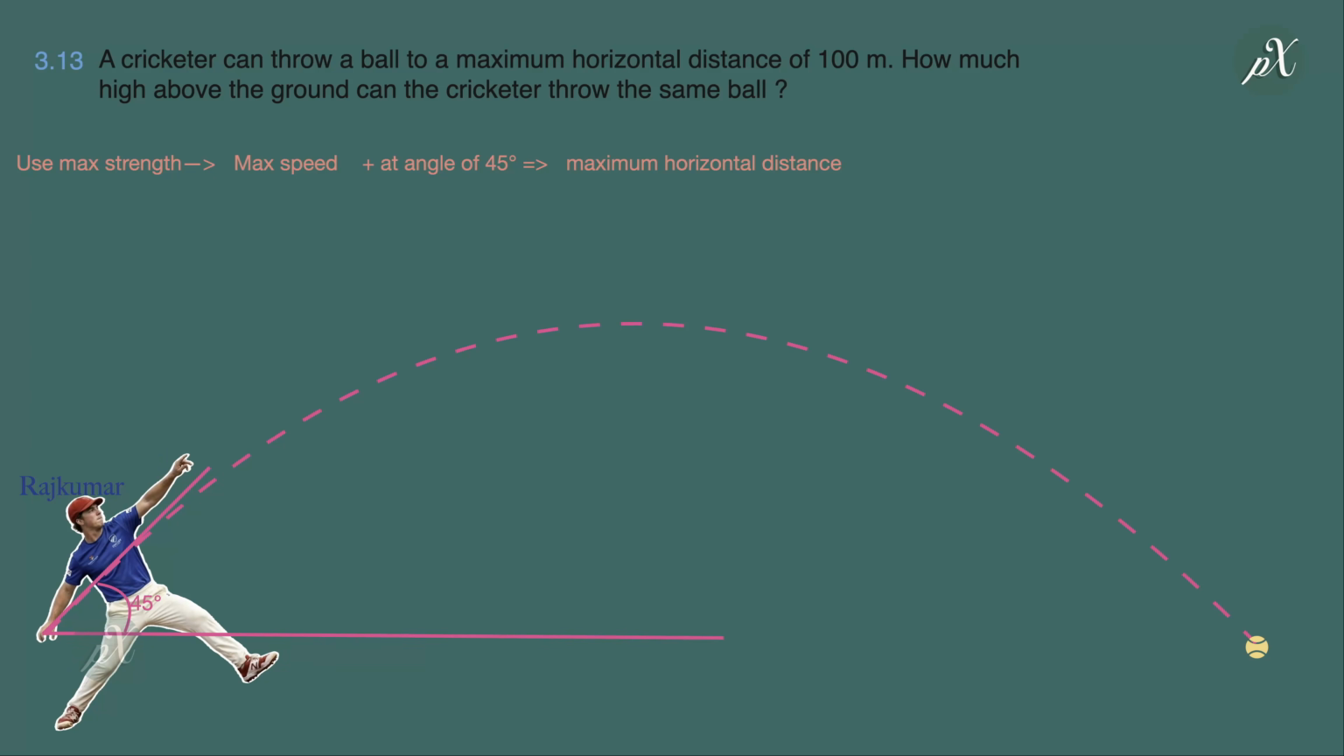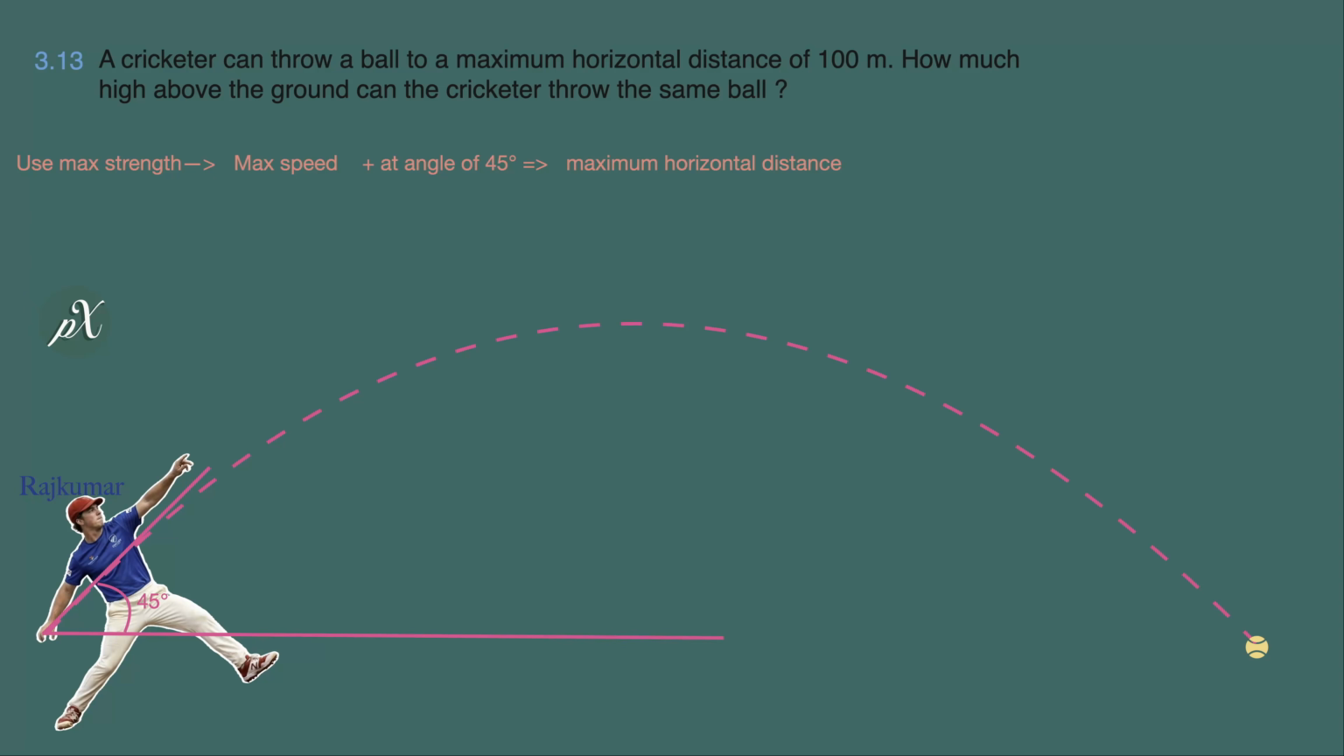Now let's come back to our actual question. The question tells us that the cricketer can throw the ball to a maximum horizontal distance of 100 meters. What does that immediately tell us? It tells us two things. First, the cricketer is throwing the ball with maximum strength, which means maximum initial speed. Second, since the distance mentioned is the maximum horizontal distance, the angle of projection must be 45 degrees. So now we know the horizontal range is 100 meters and the angle of projection is 45 degrees. How did we conclude that? From the concept we just understood.